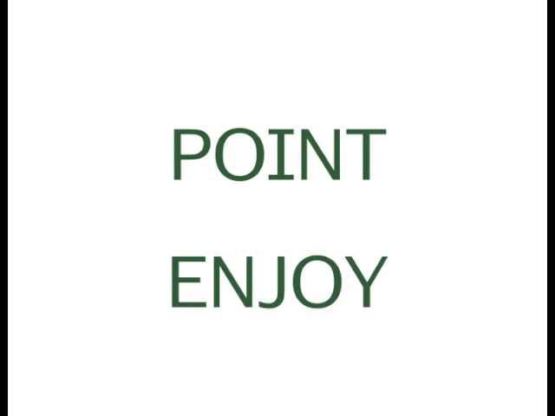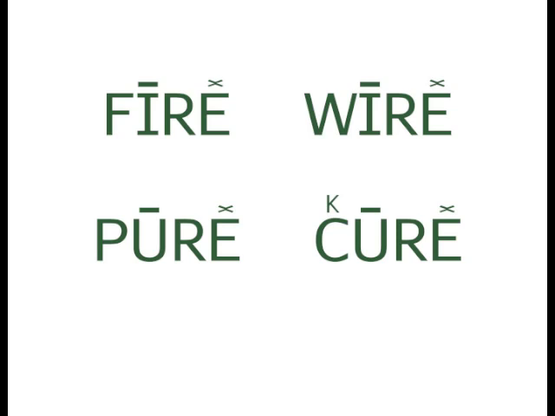OI within the word and OY at the end. OY can also be at the end of a single word that's made into a compound word, like in joyful. R and L are tricky consonants. They are what is called linguistically complex.